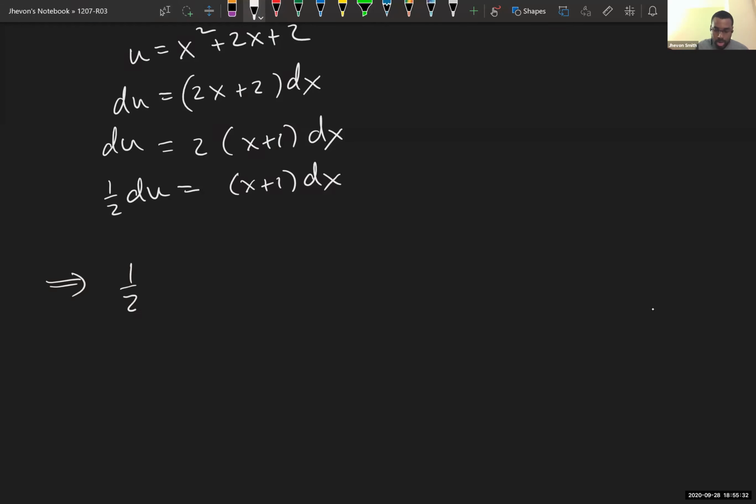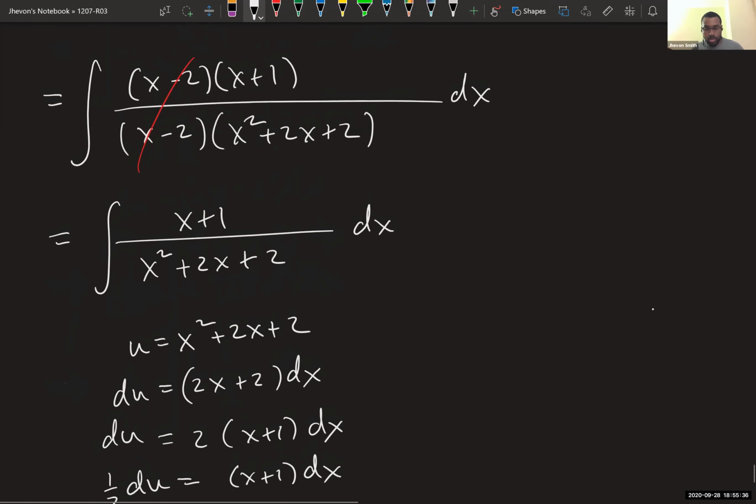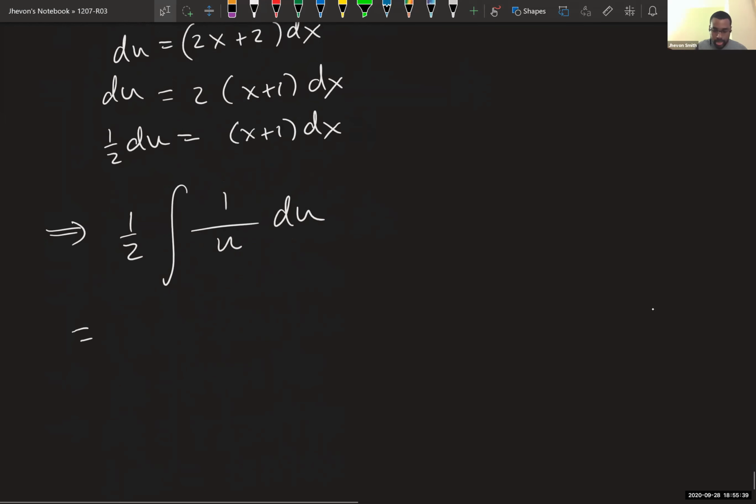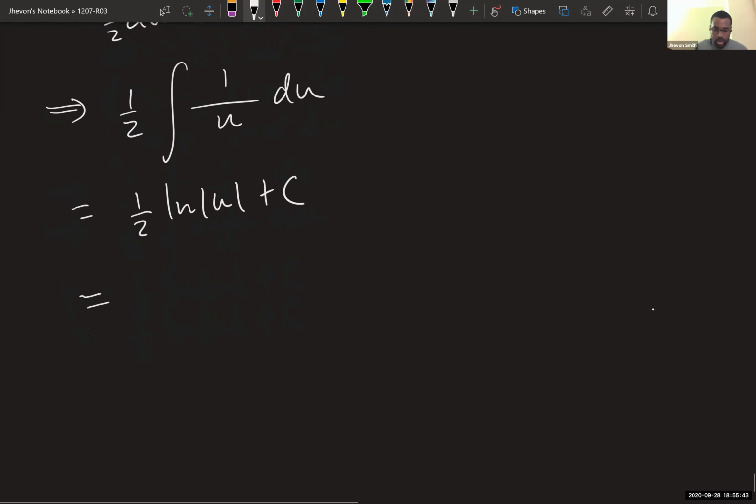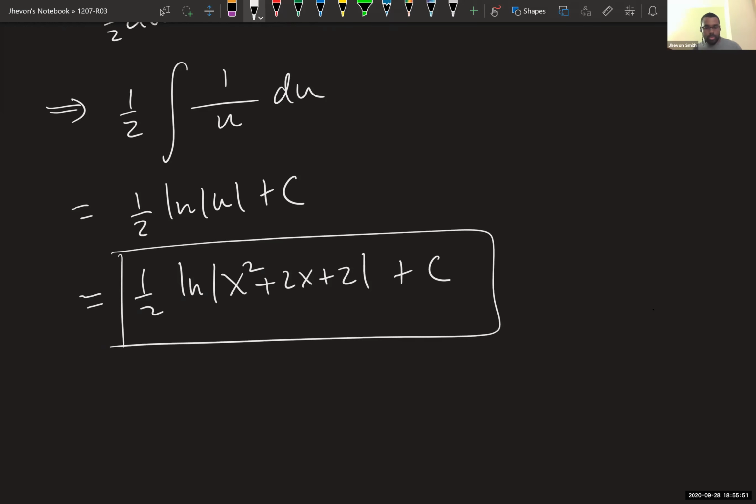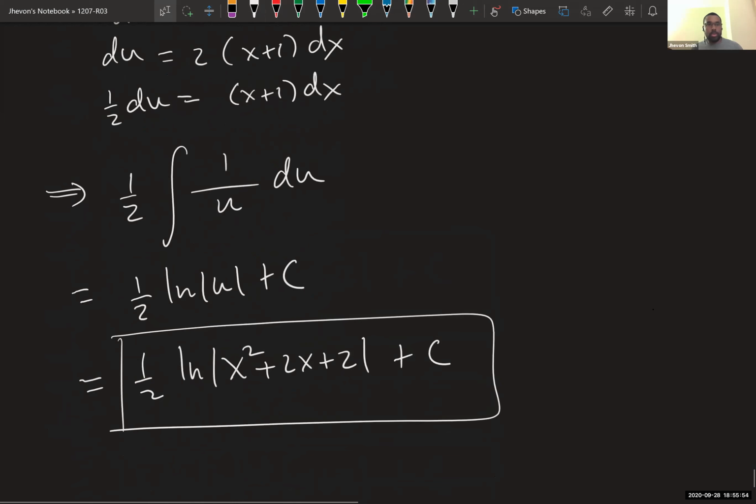So this gives us 1/2 times the integral of 1 over u du. And so that's 1/2 ln of the absolute value of u plus c. And so we have 1/2 ln of x squared plus 2x plus 2. And there we have it. That's the last problem.